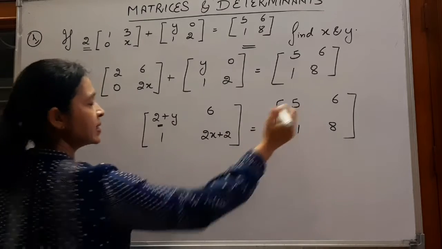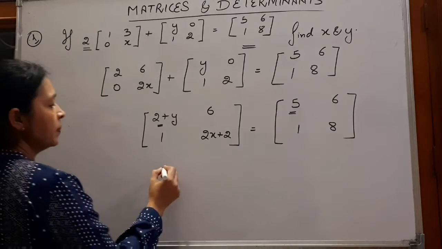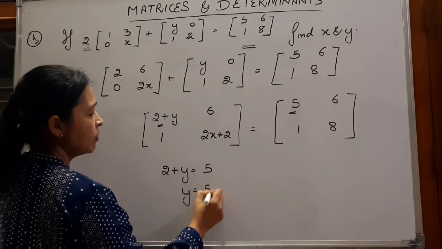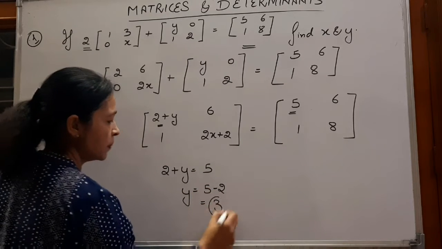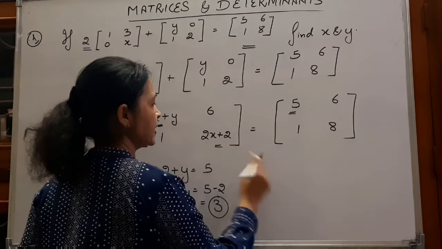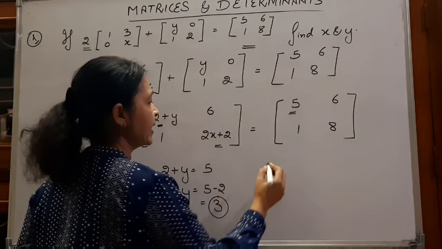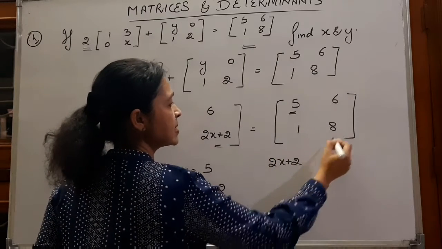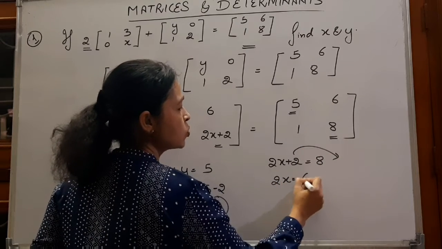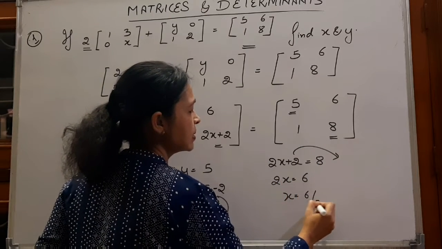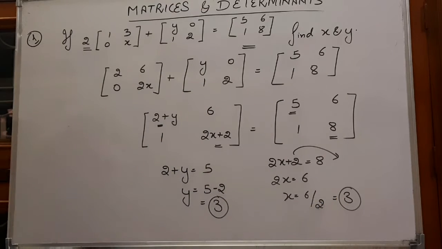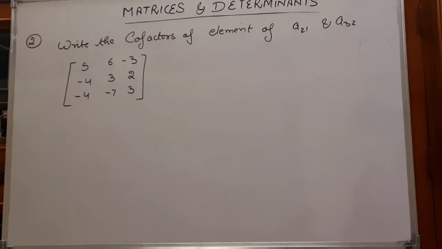On equating this element, a11, 2 plus y equals 5. The y will be 5 minus 2, that is 3. On equating this element, a22, second row second element, 2x plus 2 equals 8. 2x equals 8 minus 2, 6, and the value of x is 6 by 2, that is 3. So we have x is 3 and y is also 3.